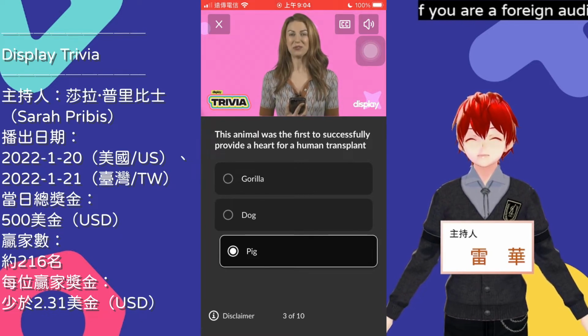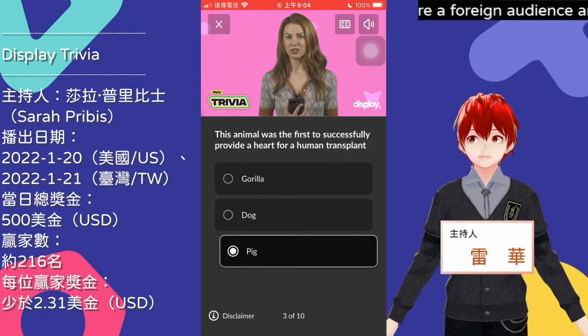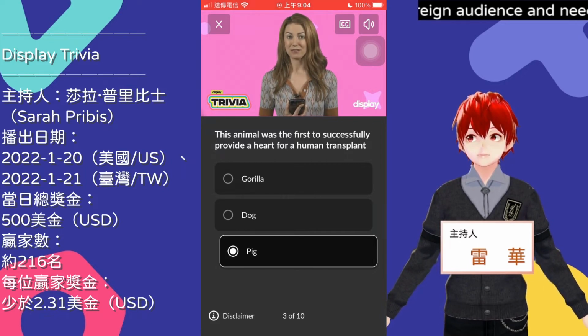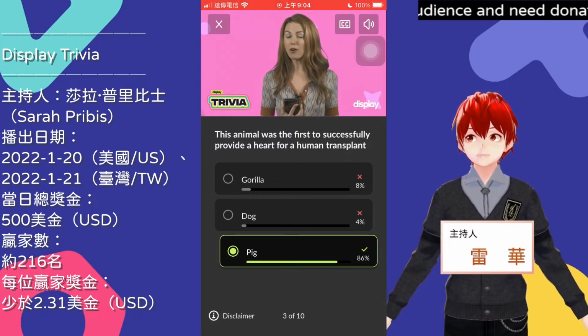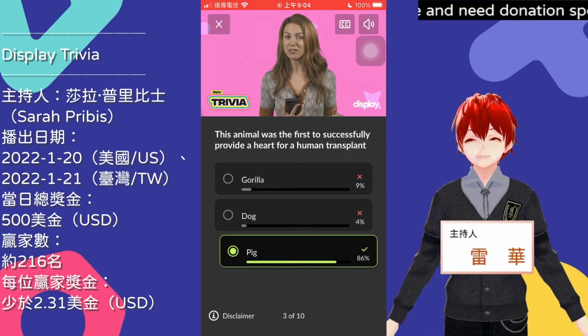Yeah, it's true. This animal's internal organs are so similar to those of humans that we can just pop out a whole organ from one of these bad boys and put it in a human.